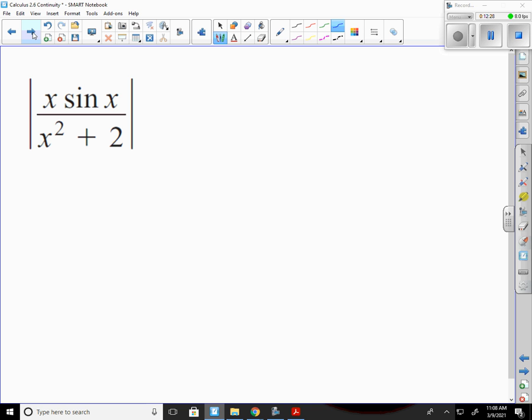X is continuous, and sine is continuous. So since this is always continuous, and this is always continuous, theorem 9 says their product is always continuous. So my top is always continuous.